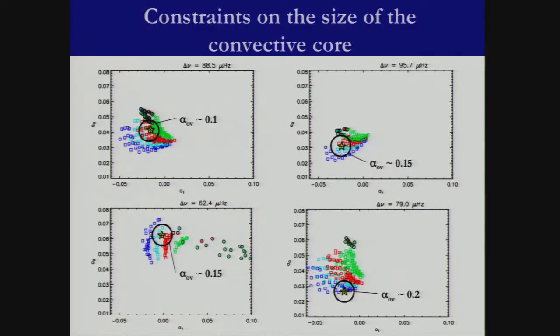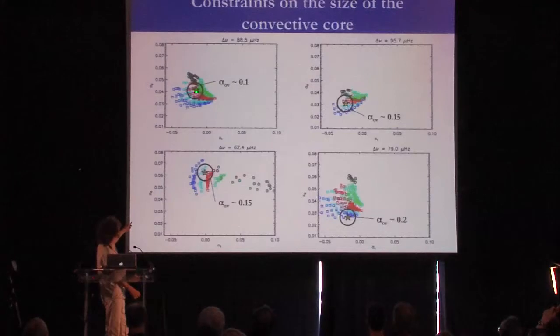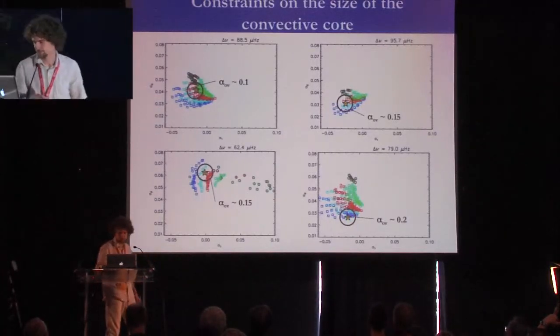So if we focus on the stars which have a convective core, it seems very clear that we can tell the overshoot. Here it's around 0.1. We have here two stars around 0.15, and this one is the only one we have which is consistent with an overshoot as high as 0.2.